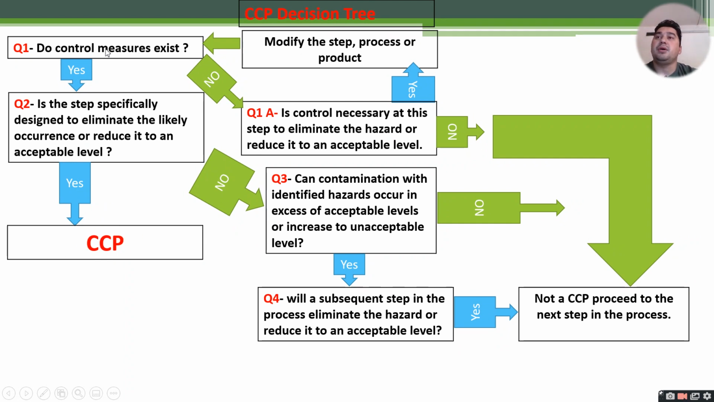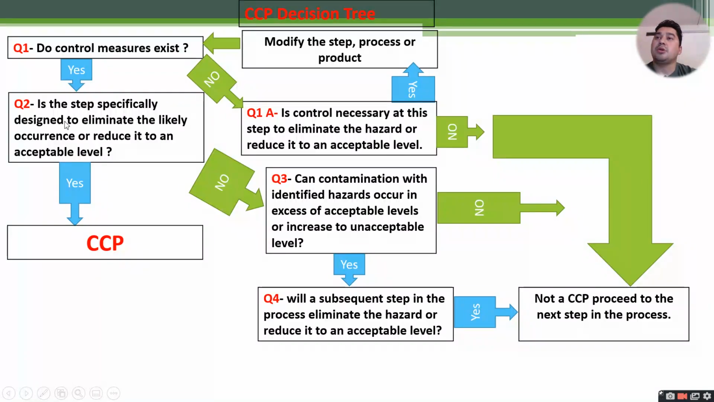Then, if you go back to do control measures exist, and it is saying no, then you have to go to question 1A. Is control necessary at this step to eliminate the hazard or reduce it to an acceptable level? If it is saying yes, then you have to modify the step, process, or product, and then again ask question 1. If it is saying no here, then it is not a CCP, proceed to the next step in the process. Then it is not a CCP directly.